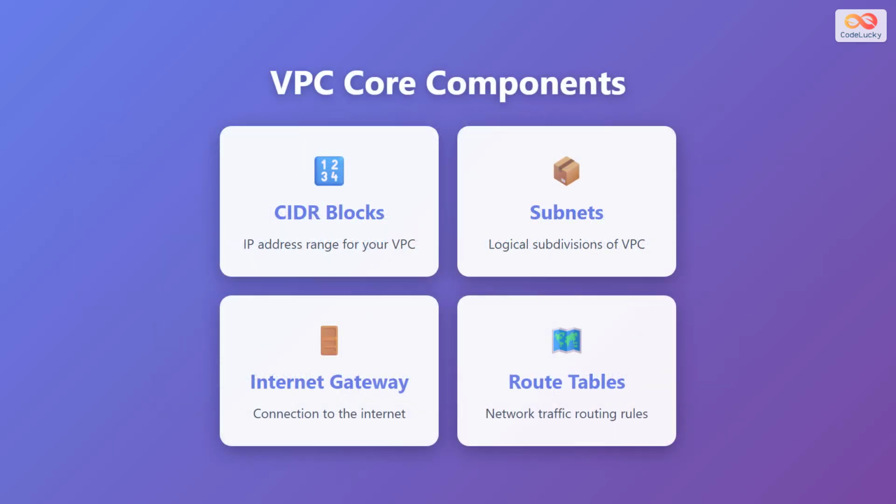Every VPC is built using 4 core components. First, CIDR blocks define the IP address range for your VPC. Second, subnets are logical subdivisions of your VPC that help organize resources. Third, the Internet Gateway provides a connection to the Internet for public-facing resources. And fourth, route tables contain the network traffic routing rules that determine how data flows within your VPC and to external networks.